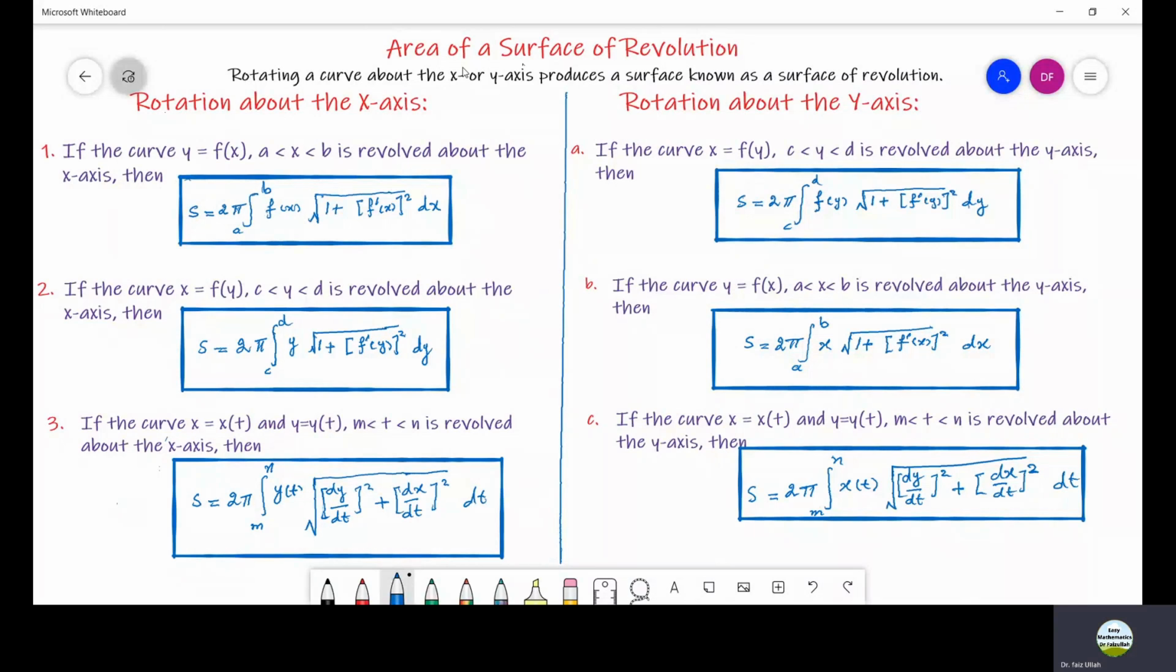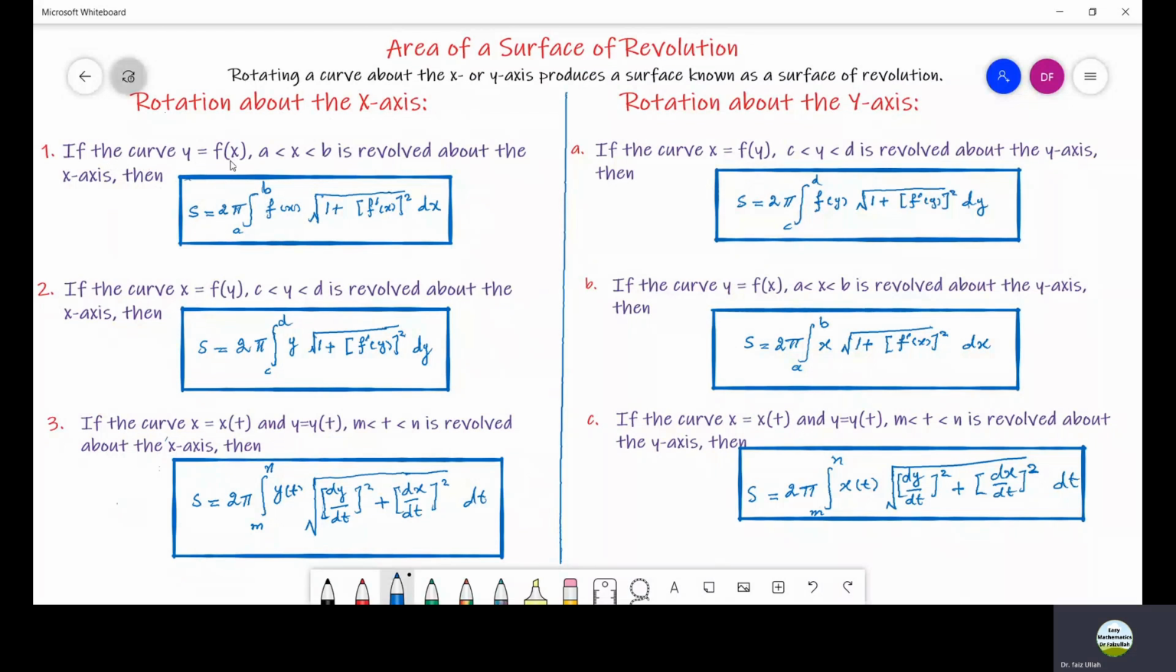Bismillahirrahmanirrahim. Assalamu alaikum. In this lecture, we shall study how to find the area of a surface of revolution. If we rotate the region about the x-axis, then we have these three cases to find the surface area.